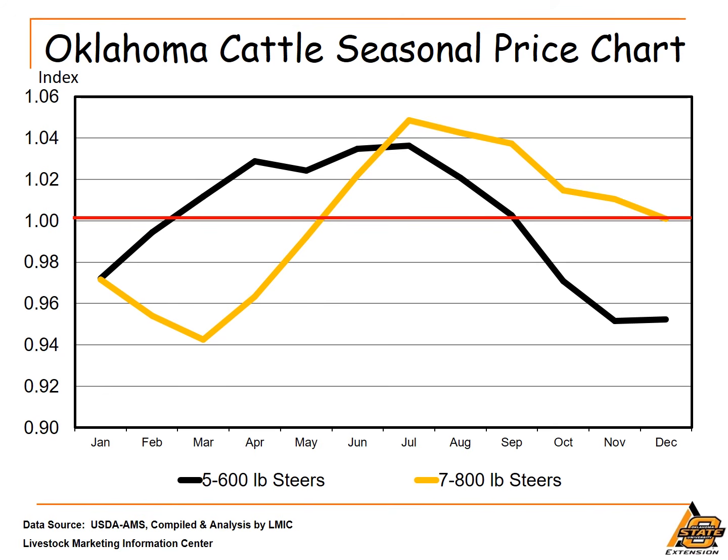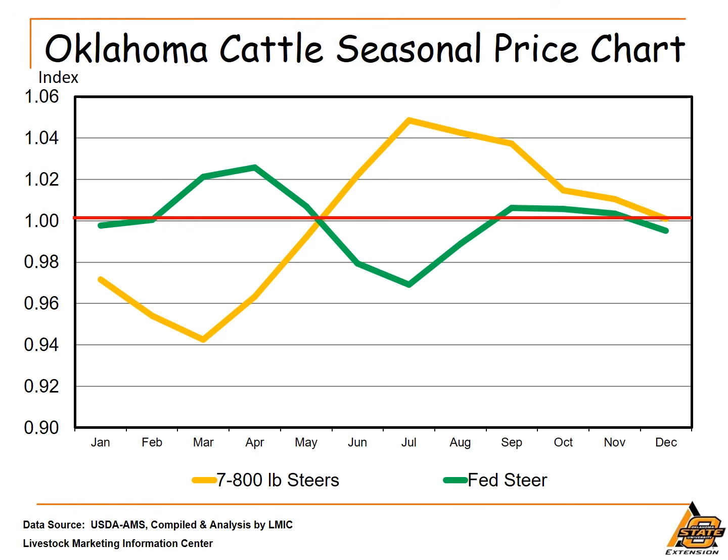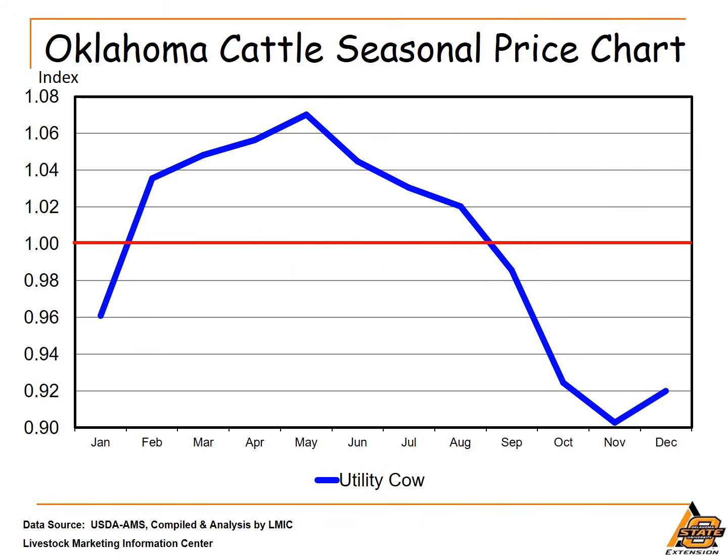So this shows that the seasonal price chart can be different depending on the class and size of the animal you're going to sell. If we compare 7 to 8 weight steers to a fed steer, it's even different. The high is in the springtime, the low in the summertime, and average throughout the rest of the year. Then we look at utility cows, another difference in pattern. The low occurs in the October, November time period, which is typically when most cattle producers cull their cows, before the winter feeding period starts. Therefore the supply floods the market and depresses the price.